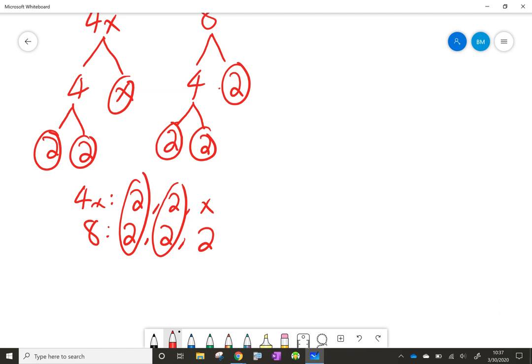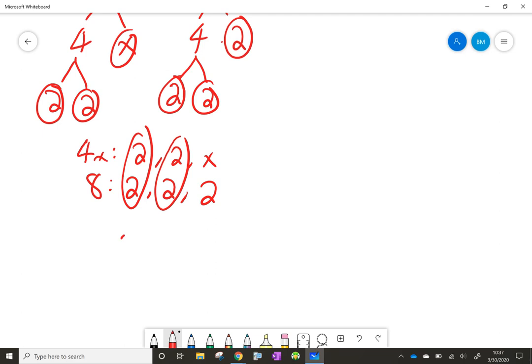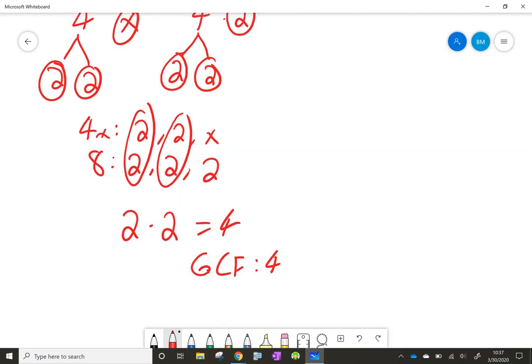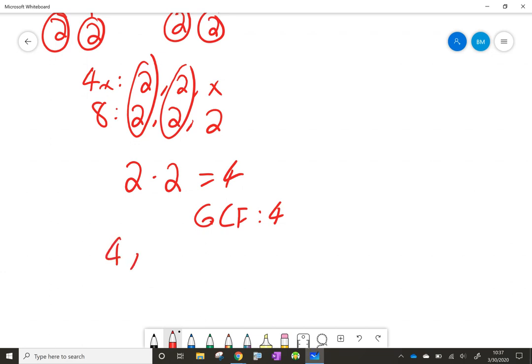The 8 does not have the x that the 4x has. And the 4x does not have another 2 that the 8 has. So what they have in common is a pair of 2's. They have one 2 in common, and they have a second 2 in common, which means multiply them together, and you have a 4 in common. So the GCF here is 4, which means that the biggest number that divides 4x and 8 is 4.